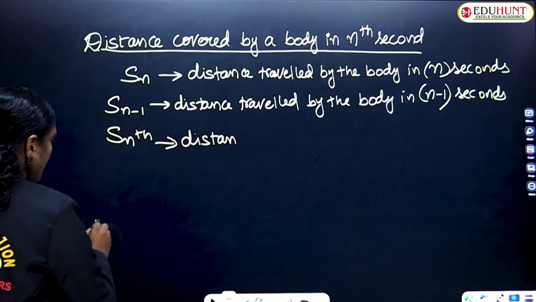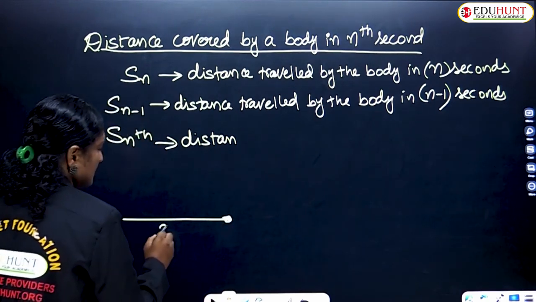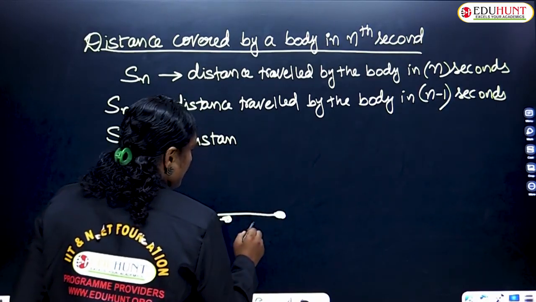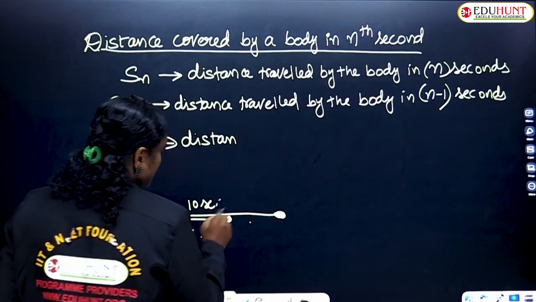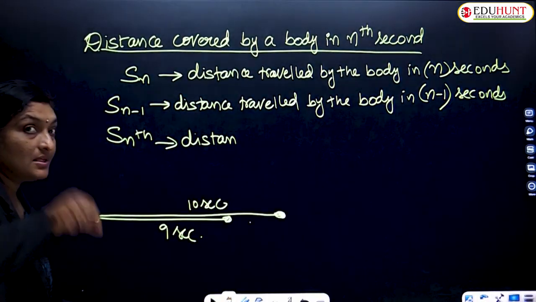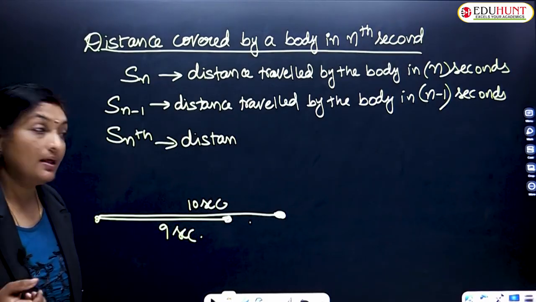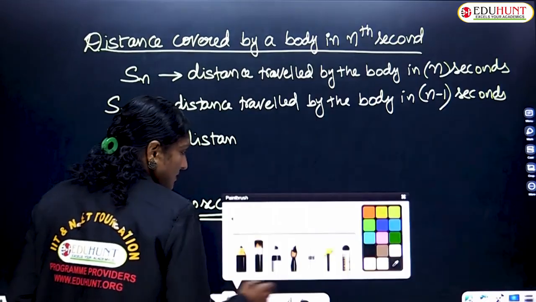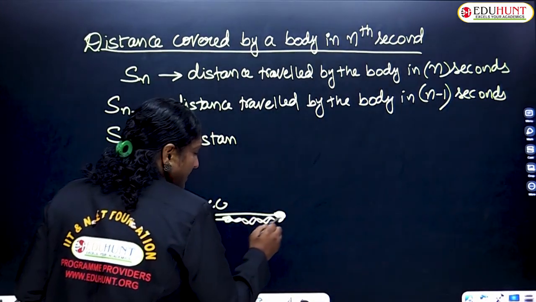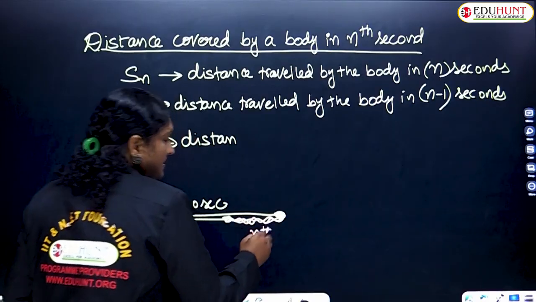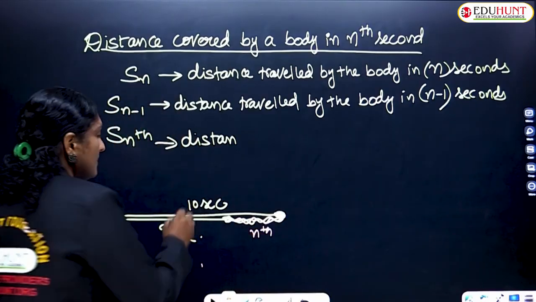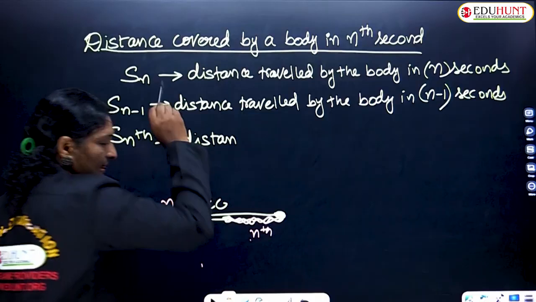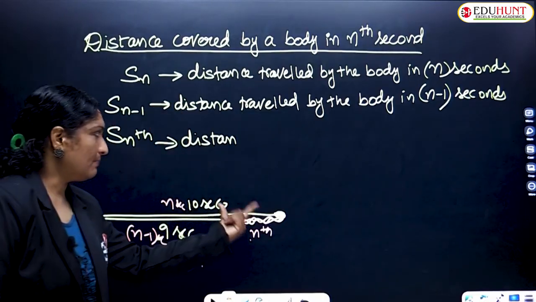So suppose a body would have covered this distance in 9 seconds and this total distance in 10 seconds. Then what is the distance traveled by the body in that nth second? Nth second means this particular second. This particular 1 second, whatever the distance traveled, is taken as the nth second, children. This is n seconds, this is n minus 1 seconds, but this is the nth second. That you need to understand, that particular time.